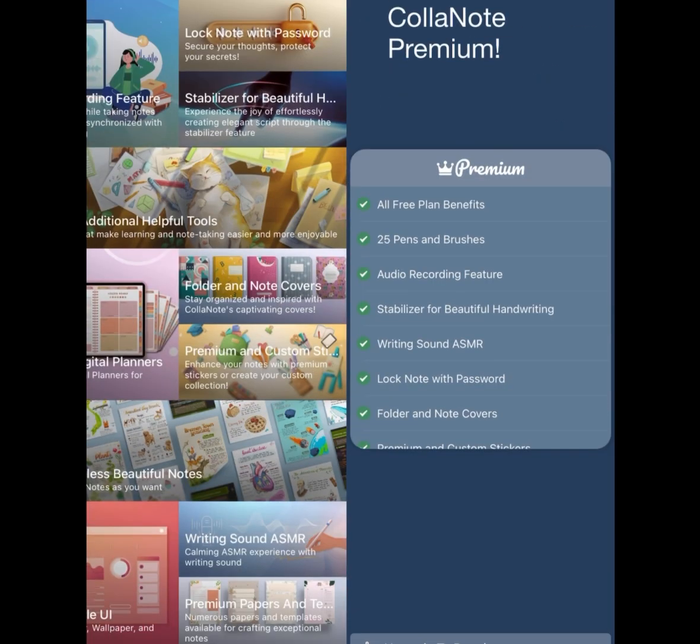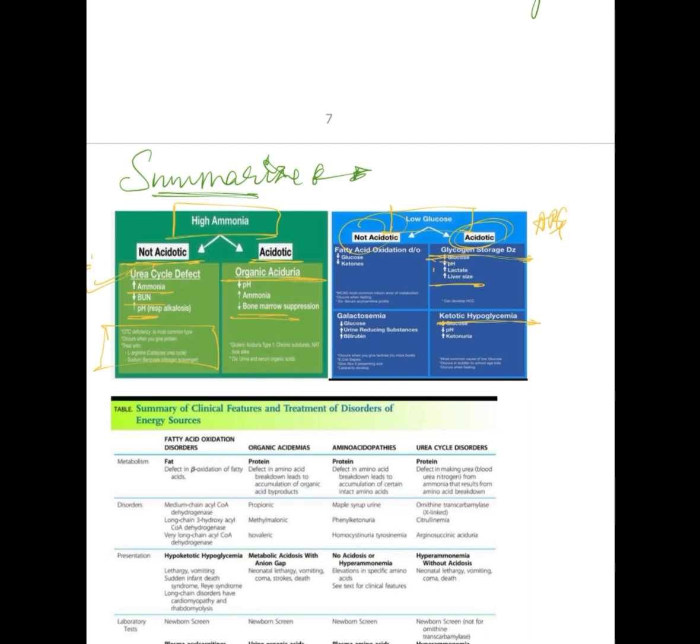There is also, as I have told you, decreased glucose and decreased pH, but the most important thing is that you have to check urine ketone bodies. If there is ketonuria, then it directly goes towards ketotic hyperglycemia and not towards glycogen storage disorder.